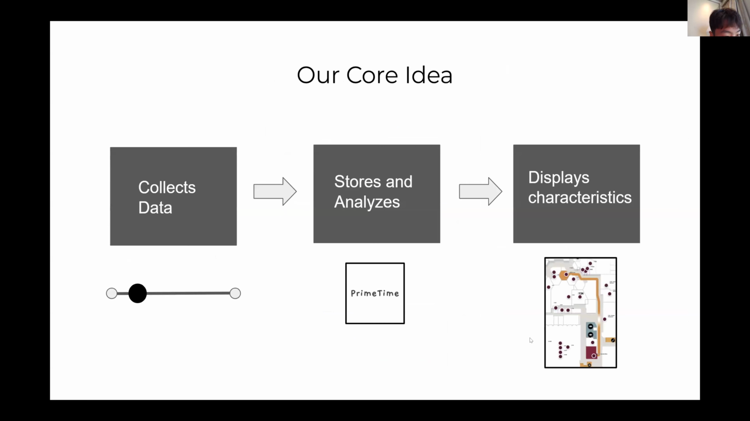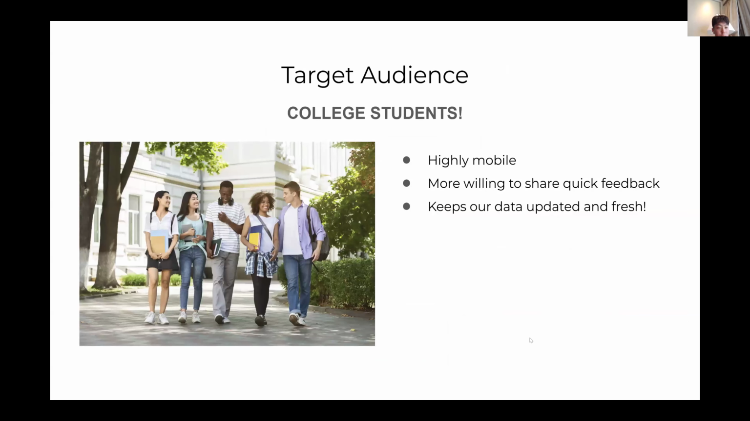So, how does our app work? PrimeTime collects voluntary student feedback using sliders and radio buttons, stores and analyzes the data, and displays spaces on a live campus map with scores for qualities and gives you the current purpose of the place. So, why college students? Well, for one, we're both rising sophomores in college. We're also focused on college students because they're highly mobile, more willing to share quick feedback, and campuses have constant traffic, making data fresh and more likely to be updated in real time.